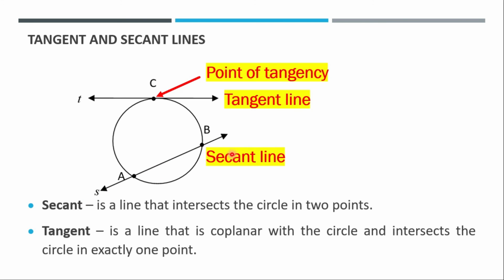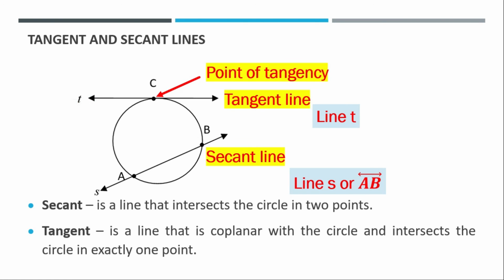So pag secant, dalawang points yung naka-intersect sa circle. At pag tangent naman, it is a line that is coplanar with the circle and intersects the circle in exactly 1 point. So, isang point lang yung sa tangent line. At yung secant, dalawang points, okay? So, ito naman, yun yung tinatawag na nating point of tangency. It's point C. Ayan. For our secant, we have line S, kasi may nakalagay na S dyan. Pwedeng line S or line AB. I already discussed to you how to name a line, no? And for our tangent line, it's line T.